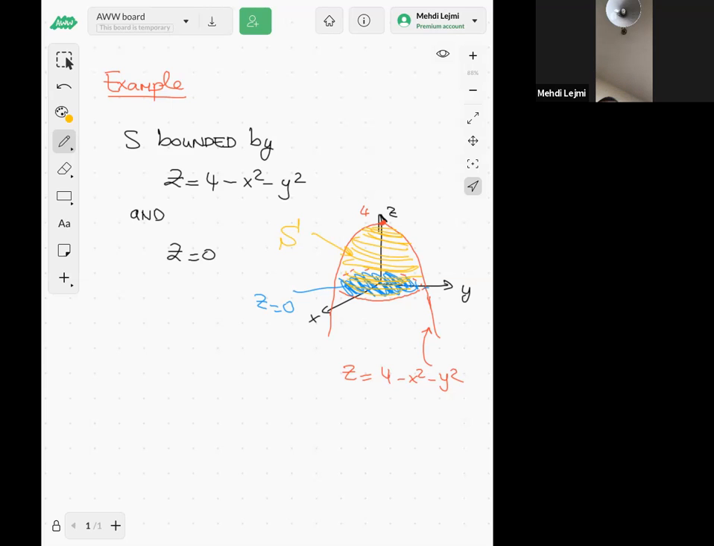So we know that S is bounded by this paraboloid and the xy plane. Now, how do we find the bounds here, or how can we describe S? Well, in the three-dimensional case, it would probably be a good idea to first, for example, fix the x and y coordinates.